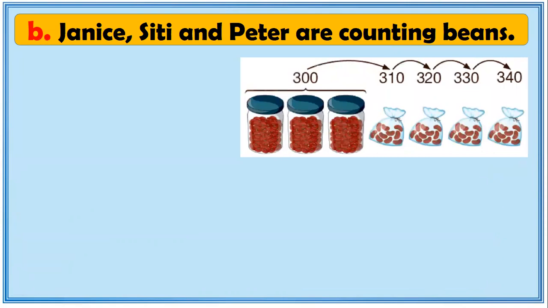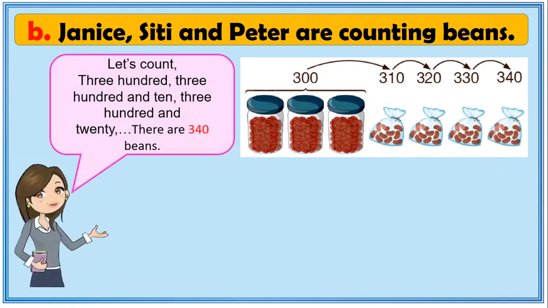Next, let us have another example. So in this illustration, as you can see, we have 3 jars of beans, and again, each jar contains 100 pieces of beans. And we also have here bags of beans, wherein each bag contains 10 pieces of beans. So let us count 1, 2, 3, 4, 5, 6, 7, 8, 9, 10. So again, each bag contains 10 pieces of beans.